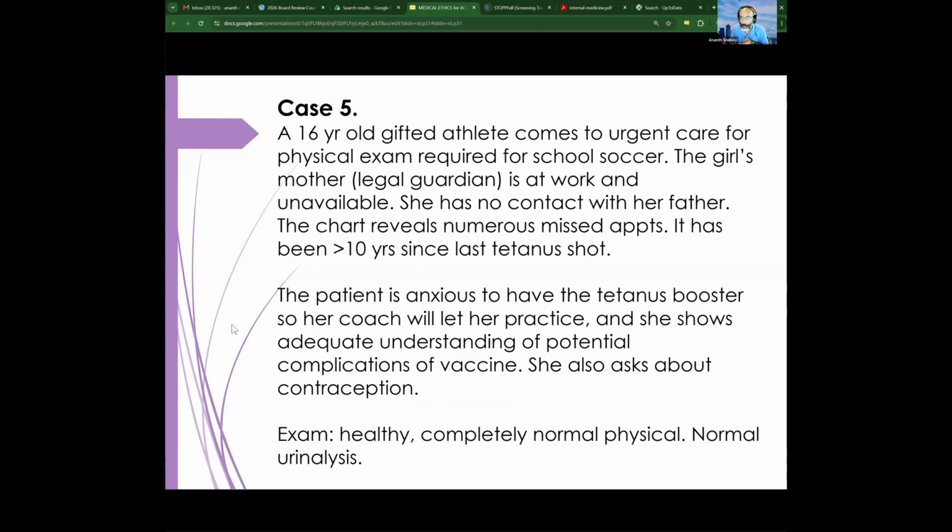The patient is anxious to have the tetanus booster so that they can play. And she shows adequate understanding of the potential complications of vaccinations. She also asks about contraception while she is seeing you. And on exam, it's reassuring.